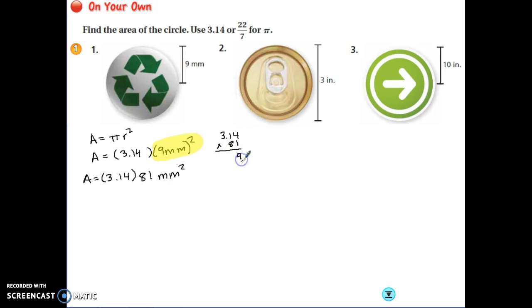1 times 4 is 4, 1 times 1 is 1, 1 times 3 is 3. Dropping a 0, 8 times 4 is 32, carry my 3. 8 times 1 is 8, plus 3 is 11. 8 times 3 is 24, plus 1 is 25. And now I add. 4 plus 0 is 4, 1 plus 2 is 3, 3 plus 1 is 4, 5, and 2. Counting my decimals, I have 1, 2, 1, 2, and I end up with a final answer of area equaling 254.34 square millimeters.